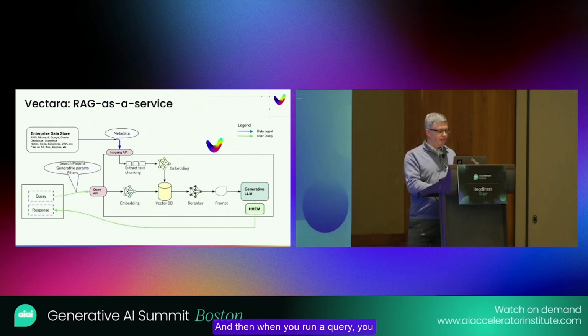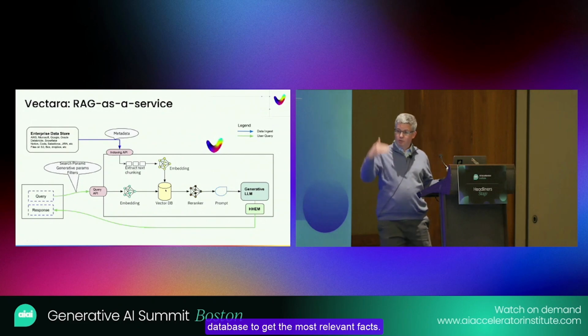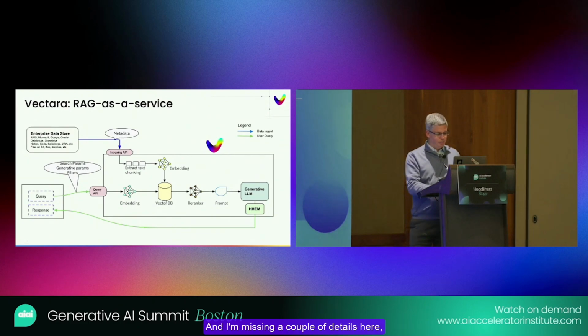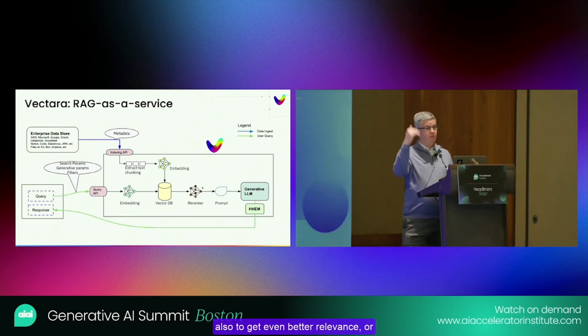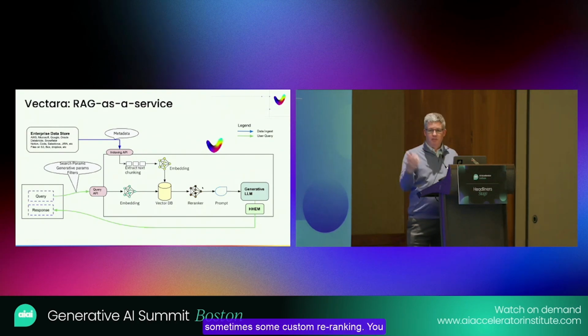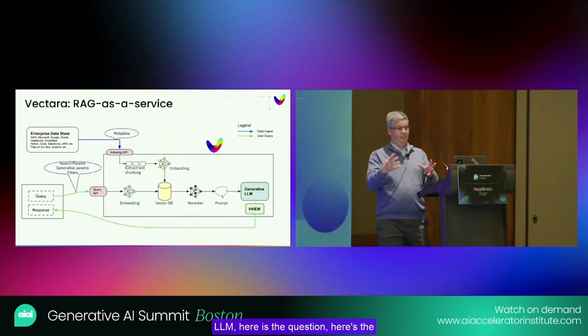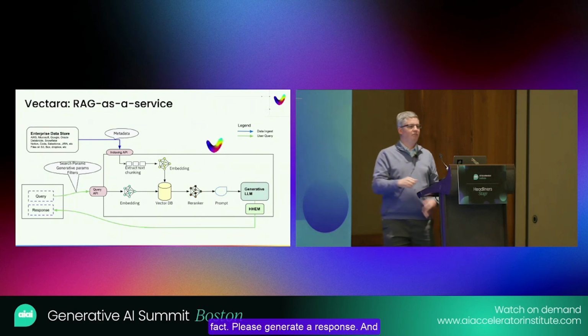And then when you run a query, you essentially get the query in. It also gets vectorized or kind of encoded through the embedding model. And then you run it against the vector database to get the most relevant facts. And I'm missing a couple of details here because there's other things called hybrid search and other retrieval. But just to simplify the slide, think of it as just running against the vector database. You then re-rank the results also to get even better relevance, or sometimes some custom re-ranking. You craft a prompt that essentially says, hey, LLM, here is the question, here's the context I provided, the top relevant facts. Please generate a response.